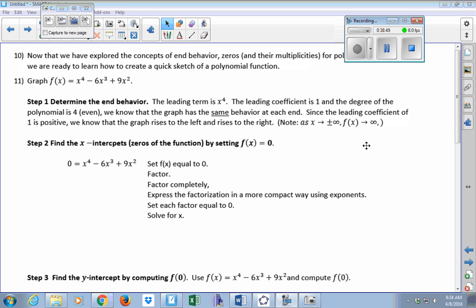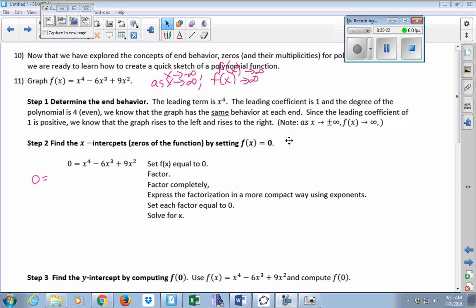Okay, so we know what the end behavior is. The end behavior right away says as x goes towards positive infinity, my right arm is up, and as x goes towards negative infinity, my left arm is also up. And that's how we say that in symbols. The next most important idea is to find the zeros of the function, or what we traditionally call the x-intercepts. So we set this equal to 0, and we play the same game we just played a minute ago.